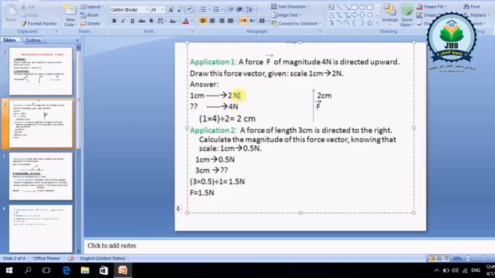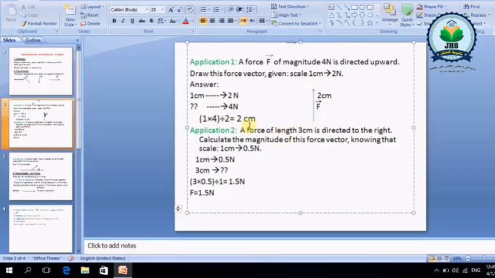As you know, Newton under Newton. Okay, we put 4 here. We multiply 1 centimeter times 4 divided by 2. 1 times 4, 4 divided by 2, 2 centimeter. So the length of this force vector is 2 centimeter. We draw 2 centimeter upward as he asked me to draw it.